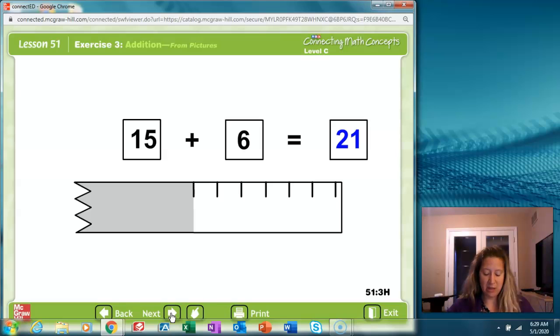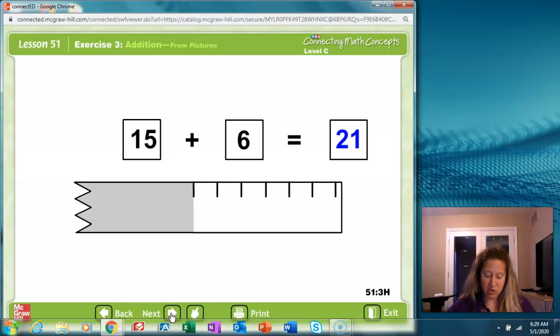Touch ruler B. How many centimeters is the shaded part? 28. Write the number for the unshaded part. What's the number for the unshaded part? 4. Good. Touch the end of the shaded part. What number are you going to get going? 28. Get 28 going and count on 4 more. So it goes 28, 29, 30, 31, 32.